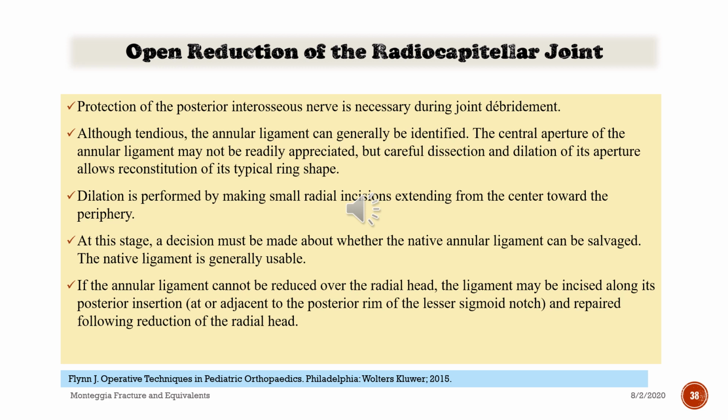At this stage, a decision must be made about whether the native annular ligament can be salvaged. The native ligament is generally usable. If the annular ligament cannot be reduced over the radial head, the ligament may be incised along its posterior insertion, at or adjacent to the posterior rim of the lesser sigmoid notch, and repaired following reduction of the radial head.